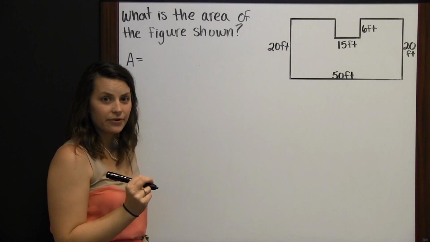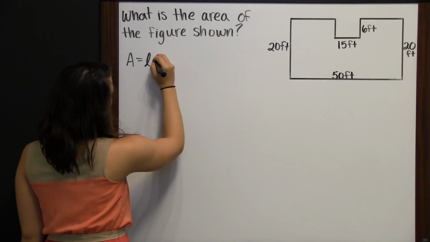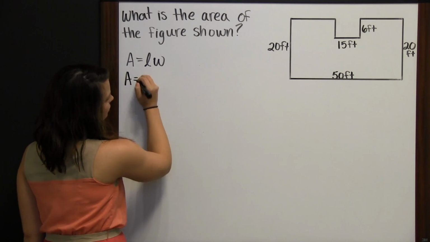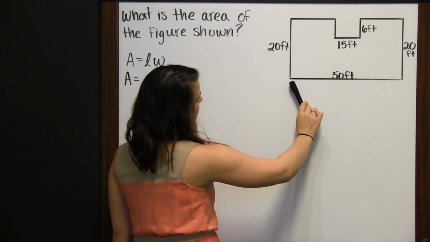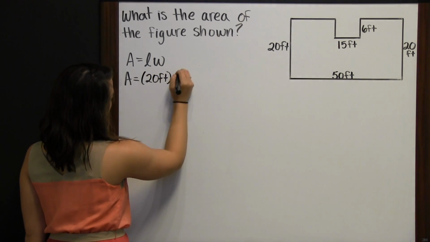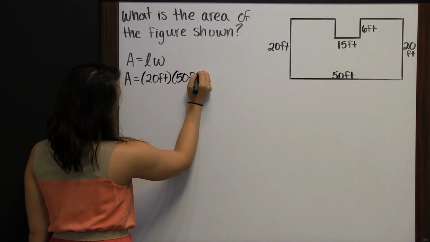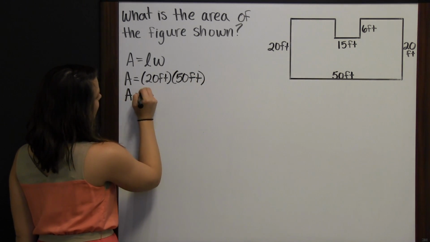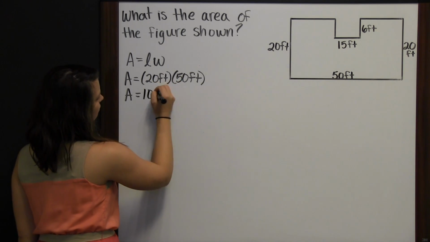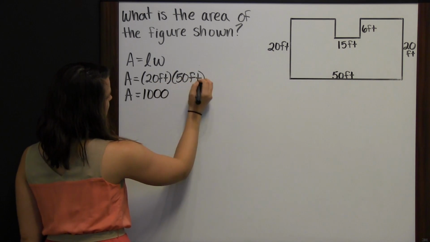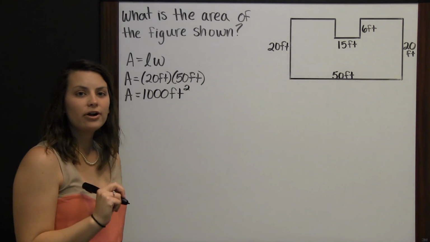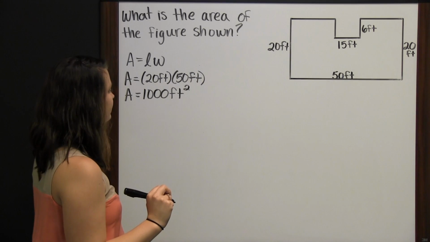And the area of a rectangle is the length times the width. So the area of the large rectangle is 20 feet times 50 feet. So the area is 2 times 5 is 10, 0, 0. 1,000 feet times feet, feet squared. So the area of the large rectangle is 1,000 feet squared.